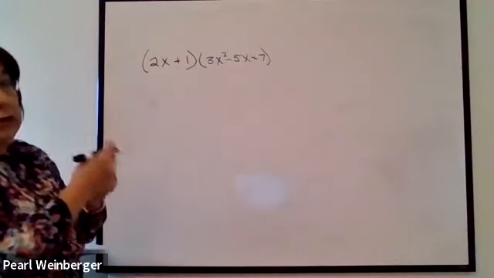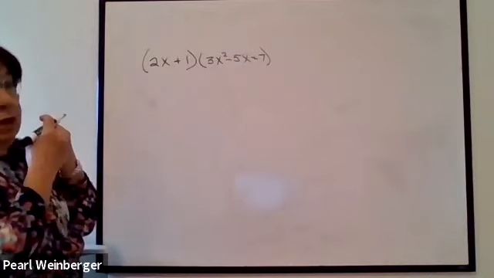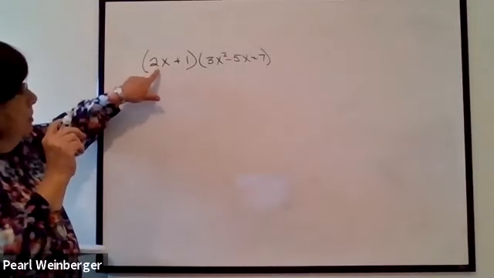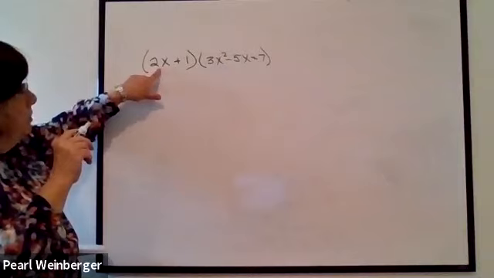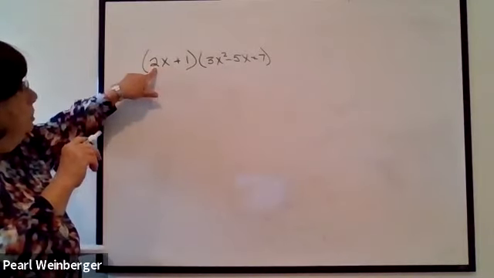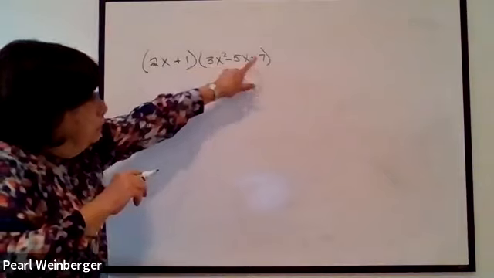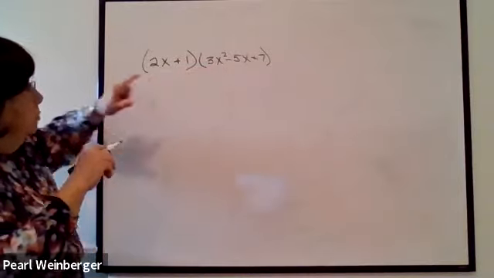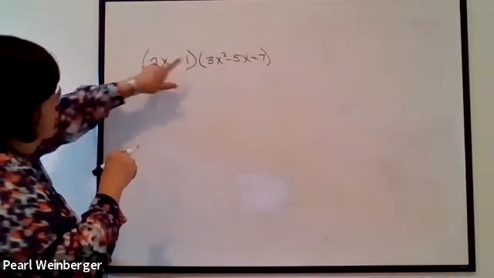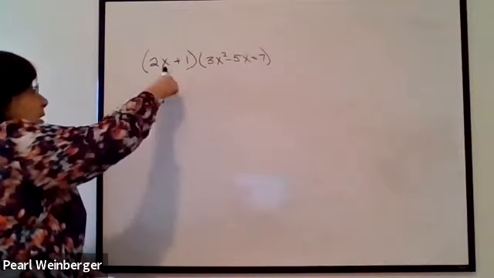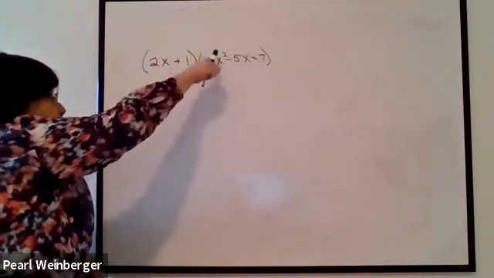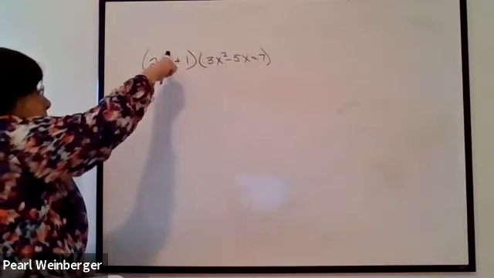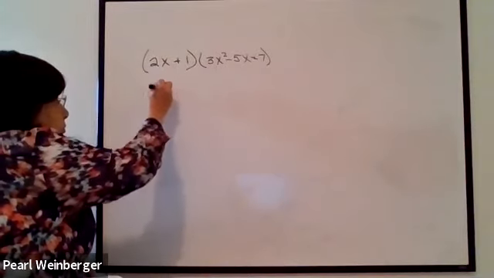All you're really doing is just using the distributive property repeated times. You're going to start with your first term in your first parentheses, which is a 2x, and distribute the 2x to all 3 of the terms in the second parentheses. In other words, I'll multiply the 2x times the 3x squared. So 2 times 3 is 6. X times x squared: remember, when we're multiplying, we're adding those exponents, and no exponent means the exponent is 1. So 1 and 2 is x cubed.